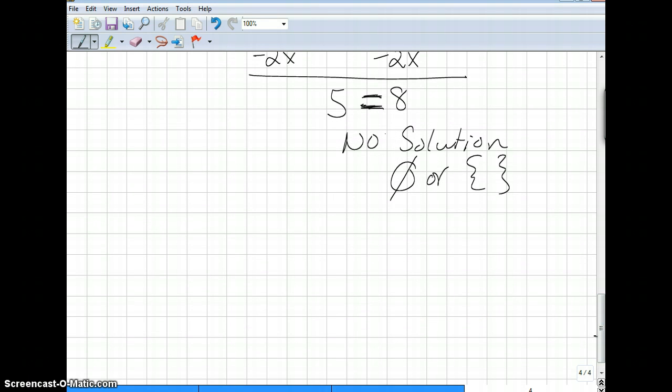Okay. Example 3. So example 2 was the opposite of an identity, because there's nothing that works for example 2. Example 3, we're going to see an example of an identity.